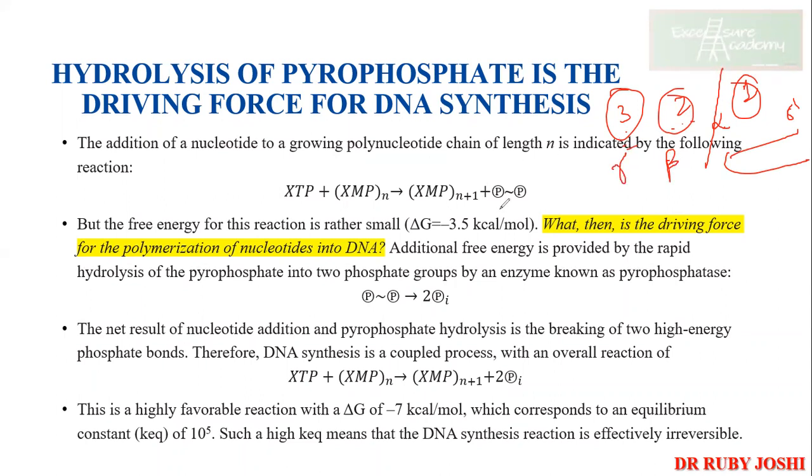Now when this bond between gamma and beta phosphate is broken down, a tremendous amount of energy is released. That energy is so high, which helps in the DNA synthesis, that it makes the delta G very, very negative. And you should know that in thermodynamics, when the delta G, also known as Gibbs free energy change, is negative, the reaction is going to be spontaneous.